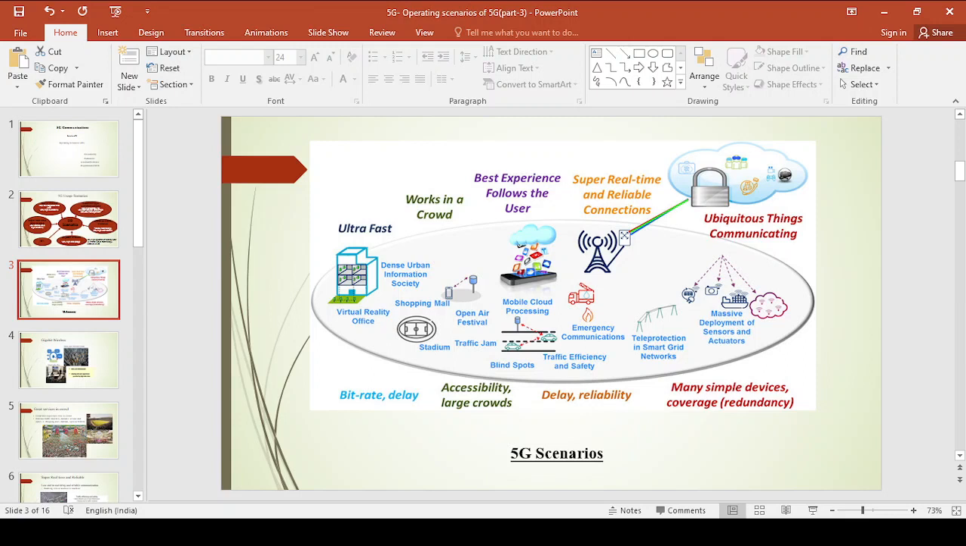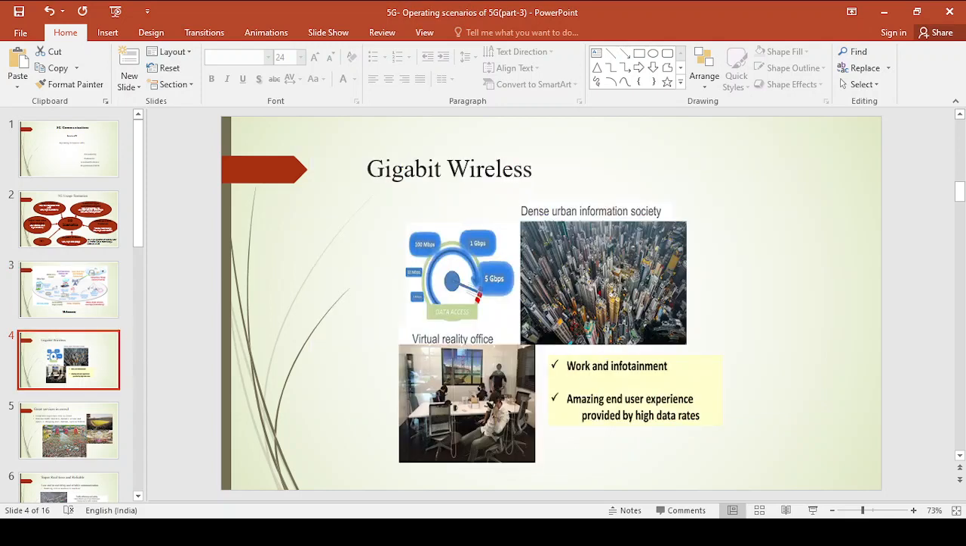These are some of the parameters that are to be supported by 5G, right? Now we have seen 5G scenarios and the parameters that are to be supported by 5G in detail. Now coming to gigabit wireless, we will see usage scenarios one by one.